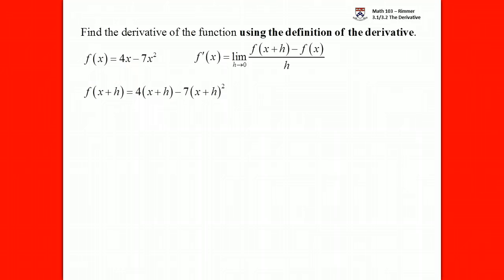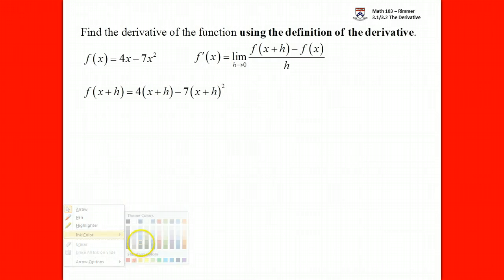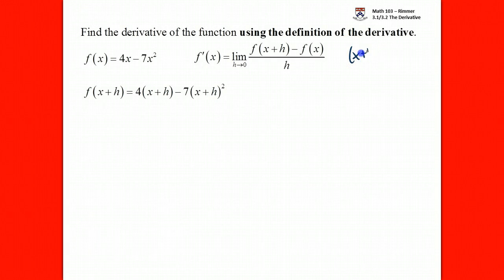How do you square x plus h? You have to take x plus h and multiply it by x plus h.